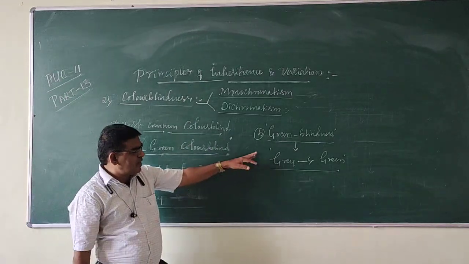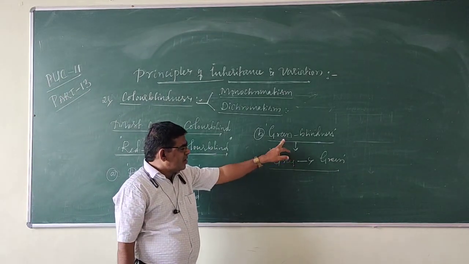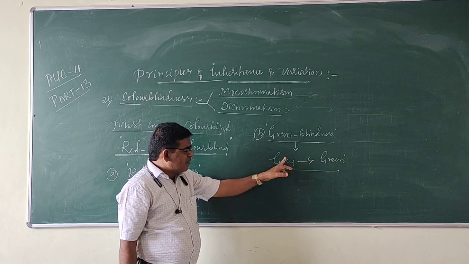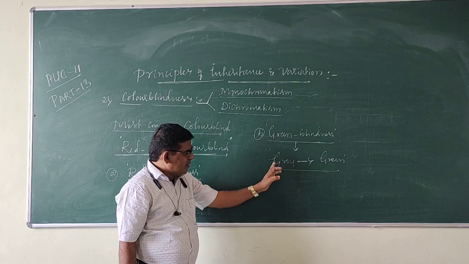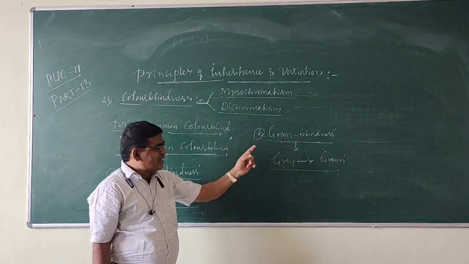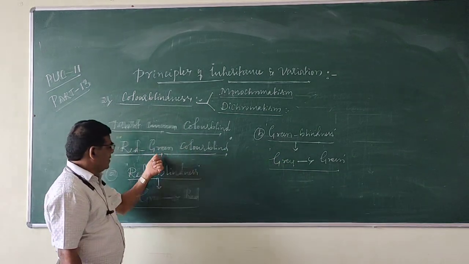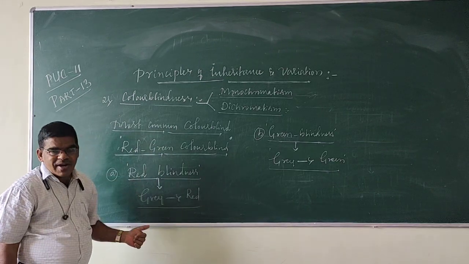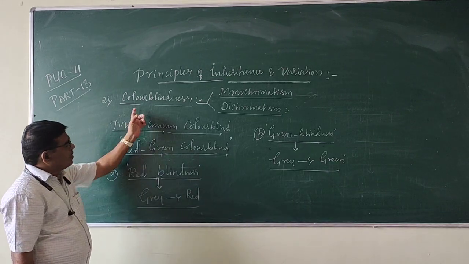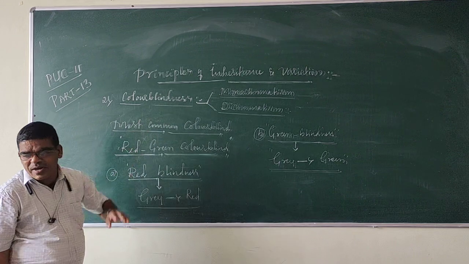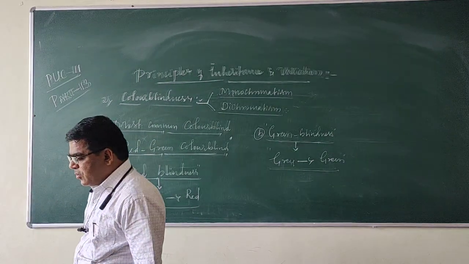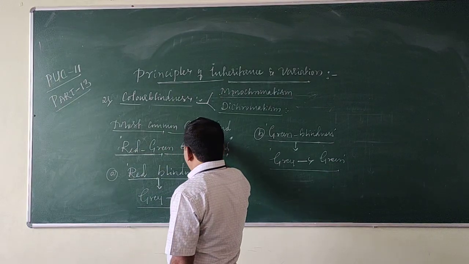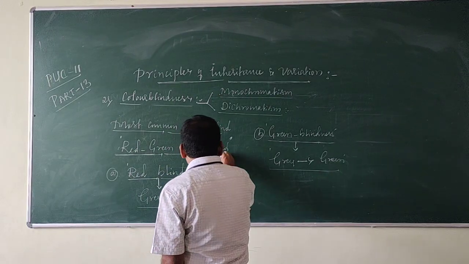The individuals identify green color. Sorry, the individual identifies gray color instead of green. That's why it's called green blindness. This is called red blindness. Here, color blindness has two types: total monochromatism and dichromatism. The most common color blindness is red-green color blind.